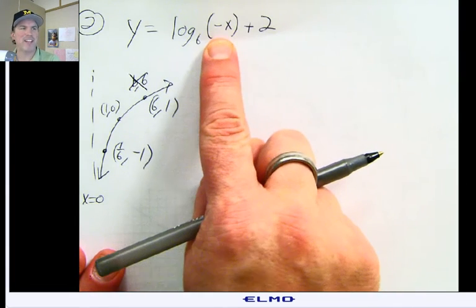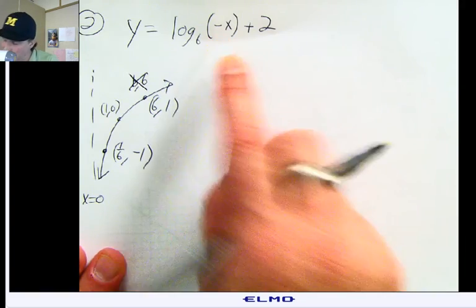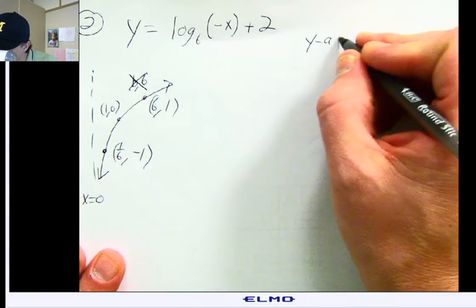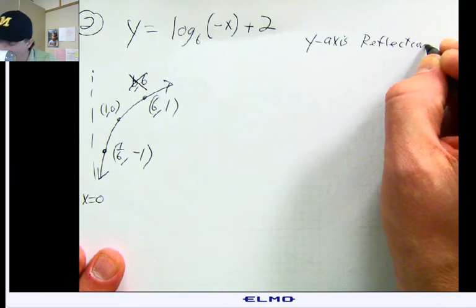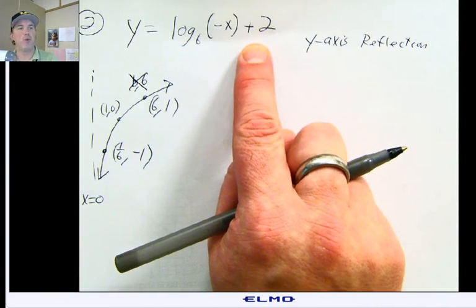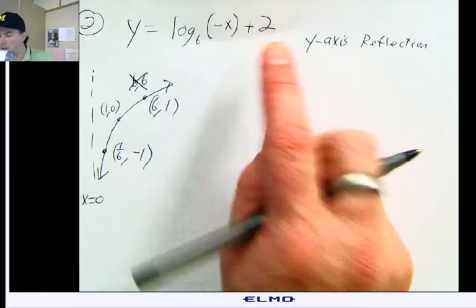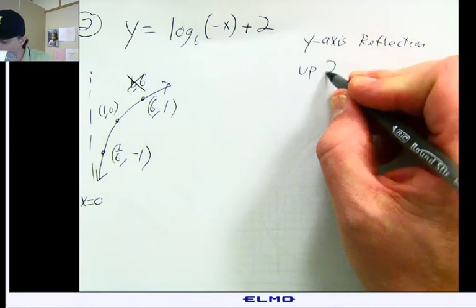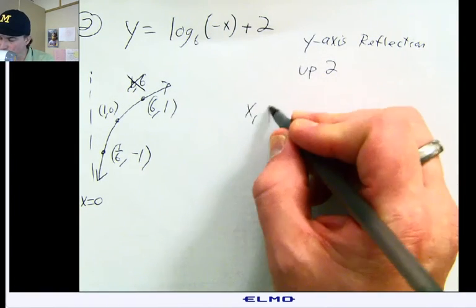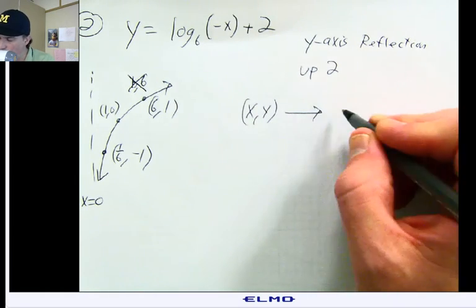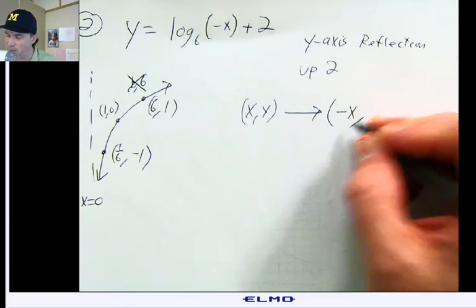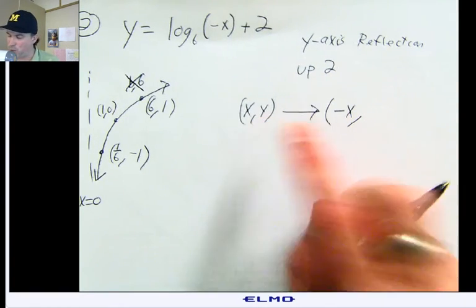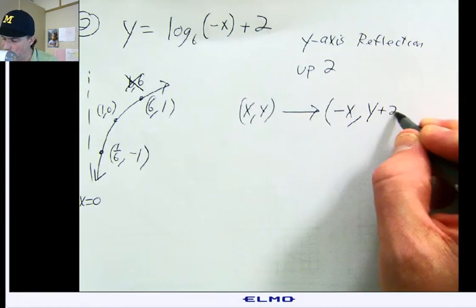All right, -x, it's on the inside. That is a y-axis reflection. The +2, it's on the outside, so it's going to affect the y-coordinate. That graph's going to go up 2. Or if you think about the xy thing, a y-axis reflection is going to affect the x-coordinates, so -x. Up 2, that's going to affect the y-coordinates, so y plus 2.